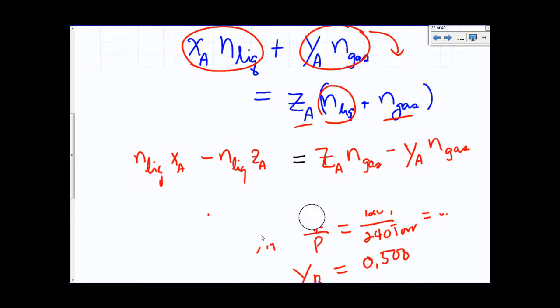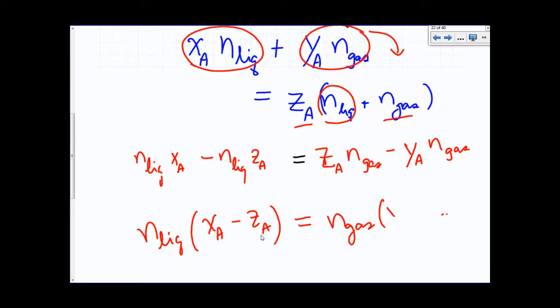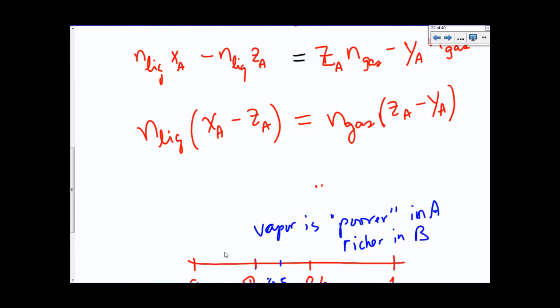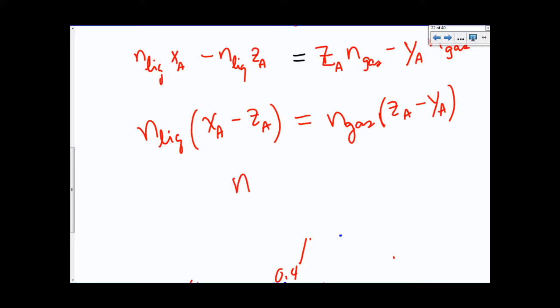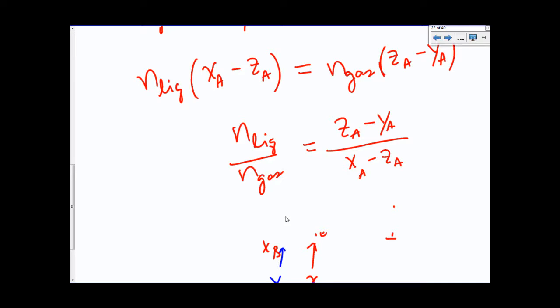Okay, so now what do we do? We factor out N liquid. We have X sub A minus Z sub A equals N gas times Z sub A minus Y sub A. So now I can say N liquid over N gas is equal to, the ratio of moles of liquid to moles of gas, Z A minus Y A over X A minus Z A. So I can get the ratio of the total moles in the liquid and total moles of the gas.